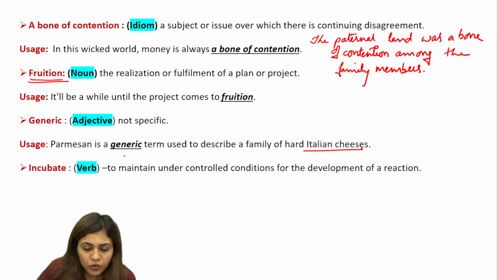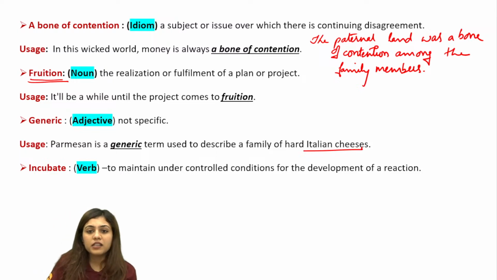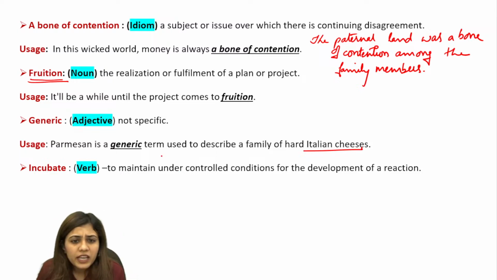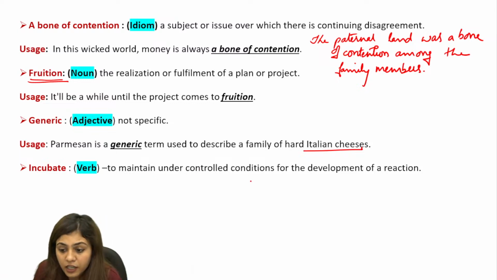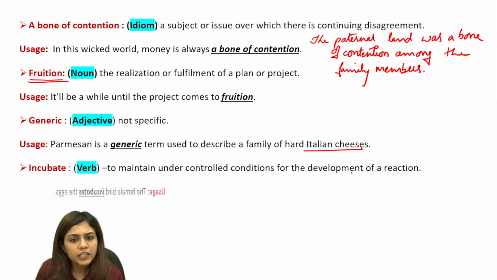Okay, now, if I talk about different contextual meanings of incubate, it also means to maintain under controlled conditions. Look, even when the hen is sitting over an egg, it's still a controlled condition. Why? Because a certain temperature is needed for the eggs to get warmed up and then eventually hatch. So here also we can see, to maintain under controlled conditions for the development of a reaction. If you want a reaction to take place, you will manage the conditions around it. That's basically incubating it.